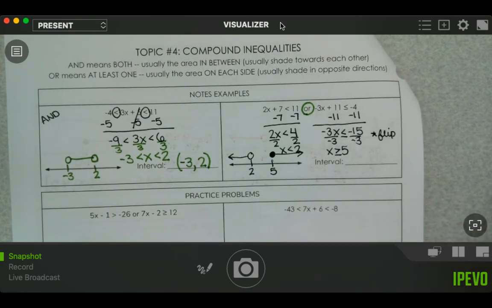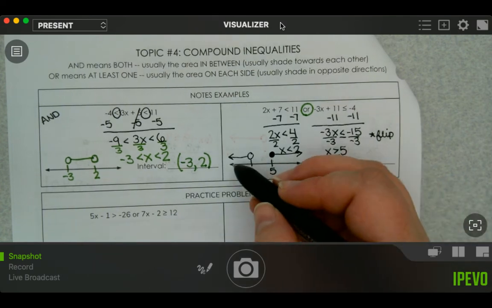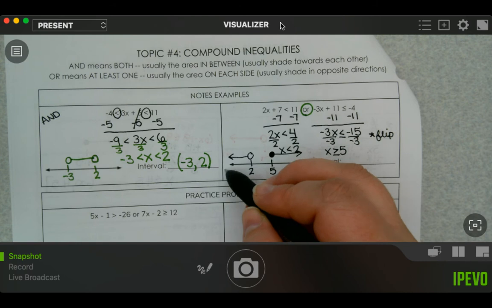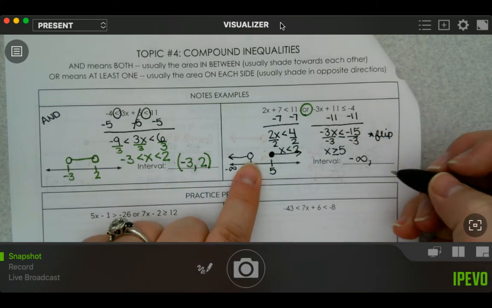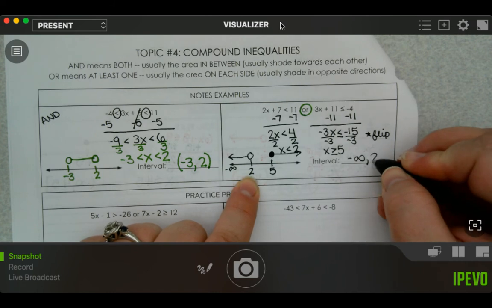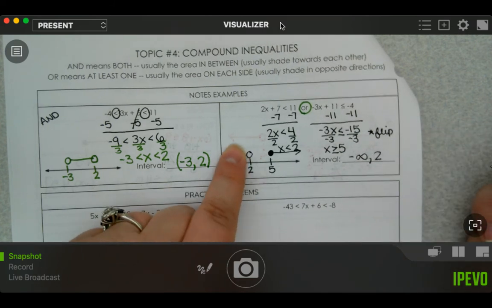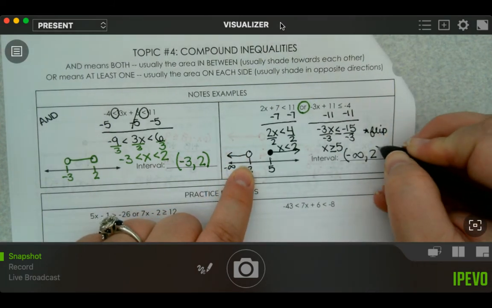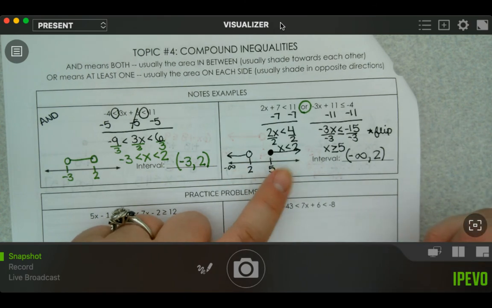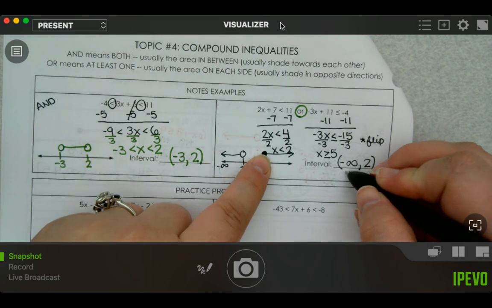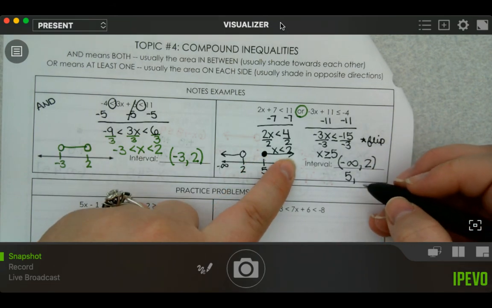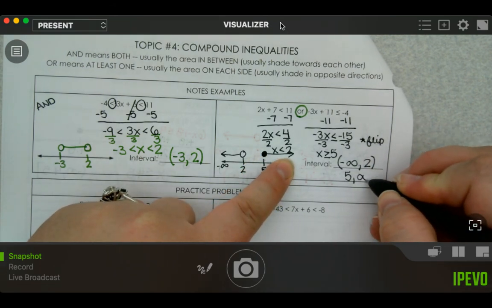When you go to do your interval notation, you need to do this one first, the one on the left. So the left side of this graph is negative infinity. The right side of this section is 2. There's no open circles in this part, so it gets parentheses. Then we have to add this part. The left side of this section is at 5, and to the right, it keeps going to infinity.